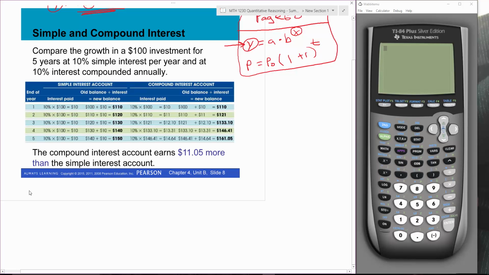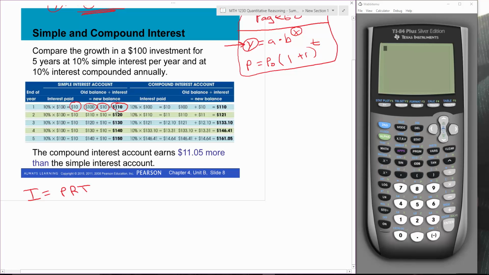So with simple interest, I equals PRT, right? Interest equals principal times rate times time, right? That's how the interest paid is calculated, right? So this would be 10% times $100 times 1, right? They didn't write the 1 here, so we get $10. And then we take the old balance, which is 100, add in the $10 to get the new balance, $110, right?